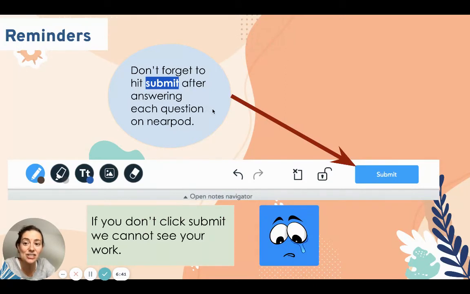One last thing, just don't forget, friends, to click submit after answering each question on Nearpod. That's so important. If you don't click submit, then we can't see your work, okay? So after you're done answering, click submit, all right?